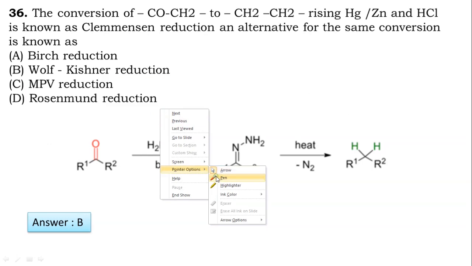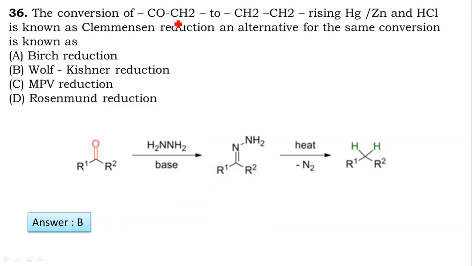The conversion of C=O CH2 to CH2CH2 using mercury amalgam, zinc and HCl is known as Clemmensen reduction. We all know that the C=O bond becomes a CH2 bond. This one method is Clemmensen reduction, we all know that.